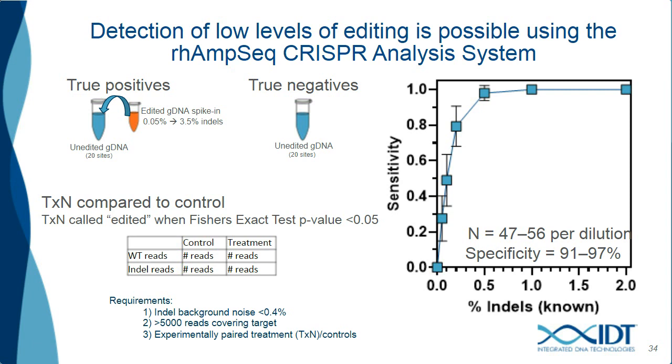Here you can see that with about 47 to 56 pairs per indel dilution level, we are able to correctly characterize 95% of true positives down to 0.5% indels in this data set, while correctly characterizing true negatives also approximately 95% of the time. A key requirement of this, though, is that this was performed with at least 5,000 reads per target, paired treatment and controls, and background indel levels in that suggested level I talked about, less than 0.4%.